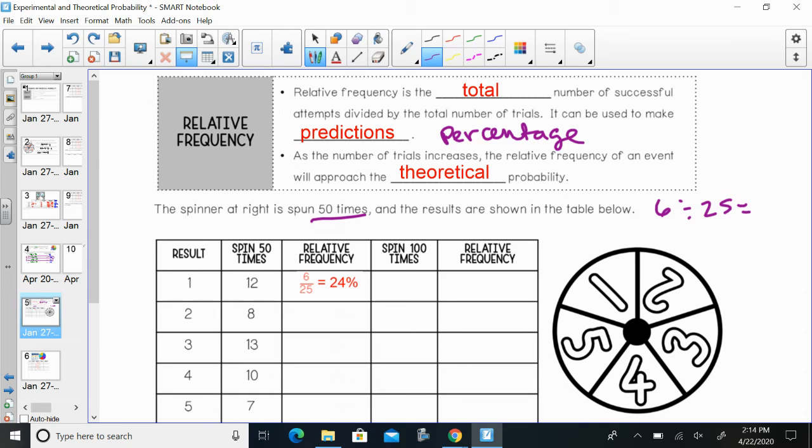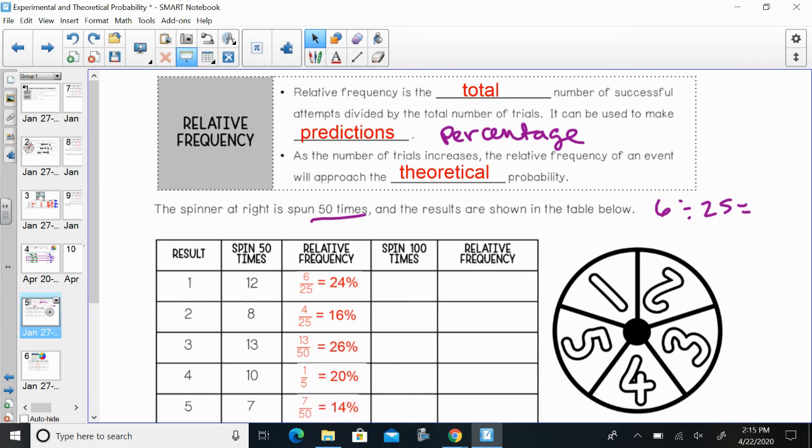So we're going to go through and figure out the rest of the relative frequencies here. Remember, your total is 50. So we landed on a 2, 8 out of 50 times, which simplifies to 4/25, which is 16%. 13/50 in the calculator is 26%. 10/50 is 1/5, which is 20%. And 7/50 is 14%.